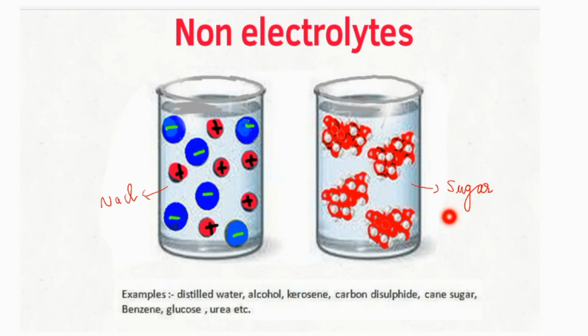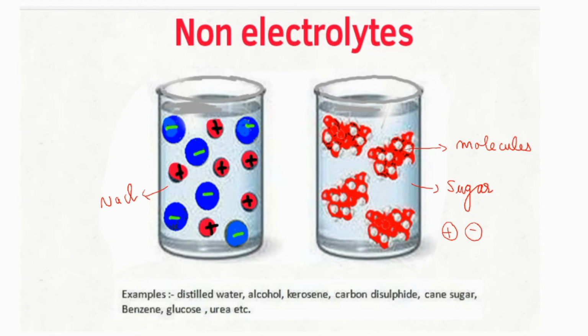What is the reason? Look at the picture. If you add a little bit of sugar into water and stir, it is not ionizing into positive and negative ions. There are no positive and negative ions. Instead of that, it will exist as molecules only. So certain substances which won't allow electric current to pass through, we call them non-electrolytes.